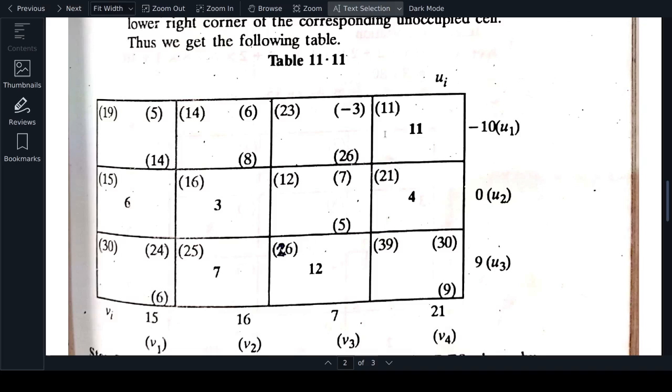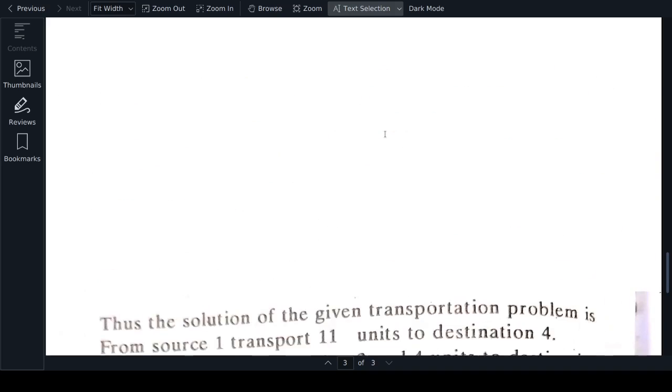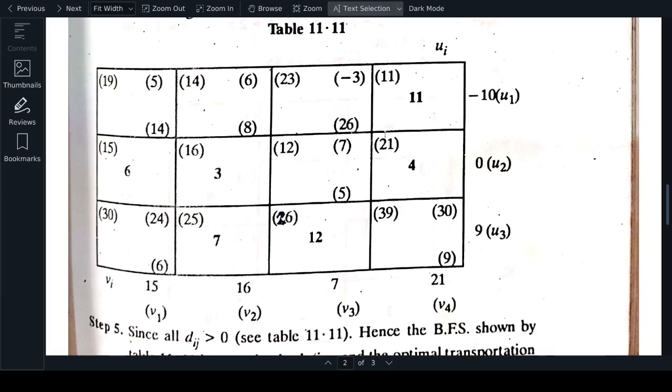If there is a tie, then you consider any one, either row or column. So here the first row has 1 allocation. The second row has 3 allocations: 6, 3, 4. The third row has 7 and 12, which means 2 allocations. Similarly, the first column contains 1 allocation, the second column 2, the third column 1, and the fourth column 2.